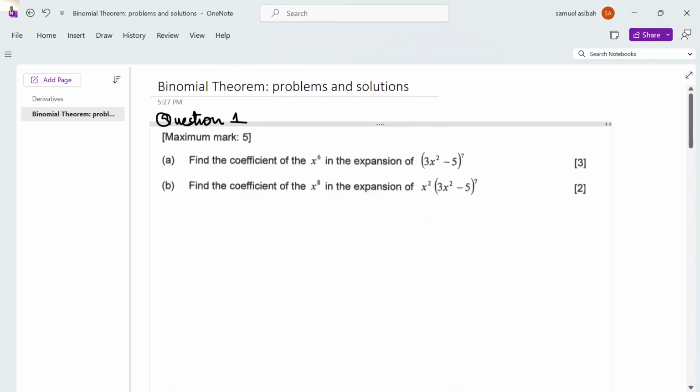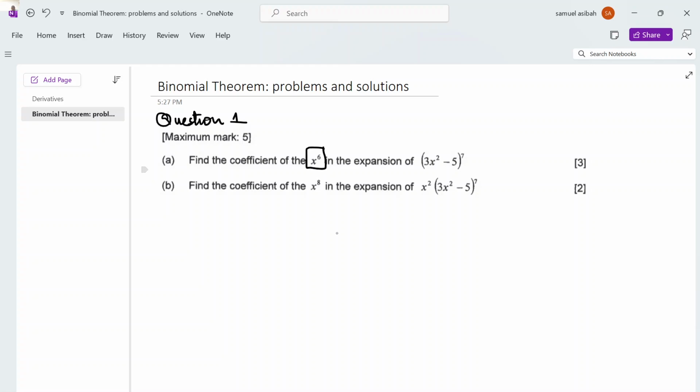Now, if you've been told, in a maximum of 5 marks, find the coefficient of x raised to 6 in the expansion of (3x squared minus 5) raised to 7. Now, the question here is, this is the condition, x raised to 6.